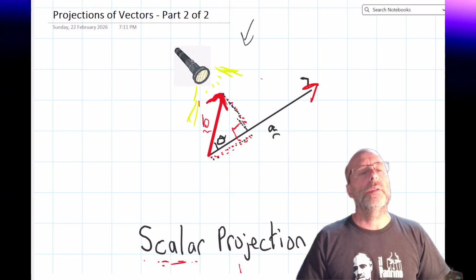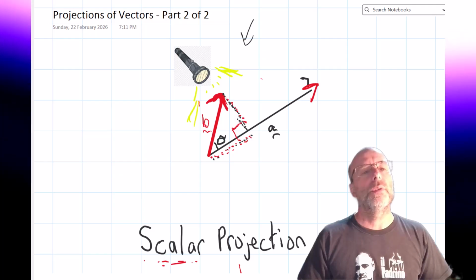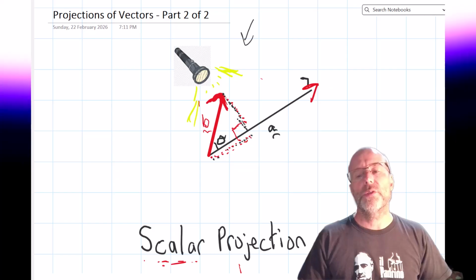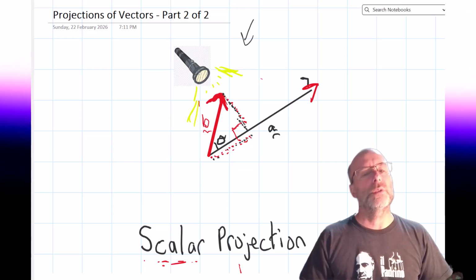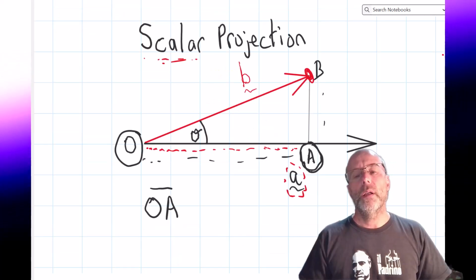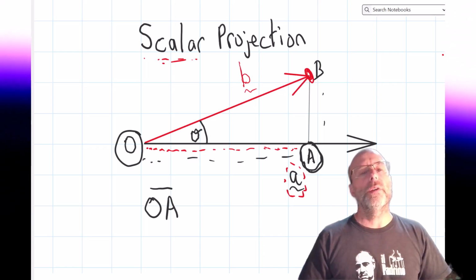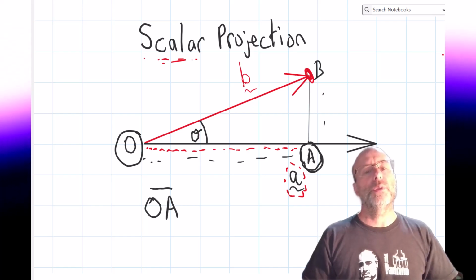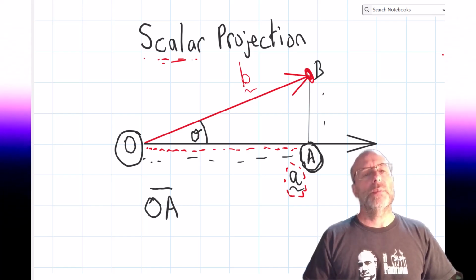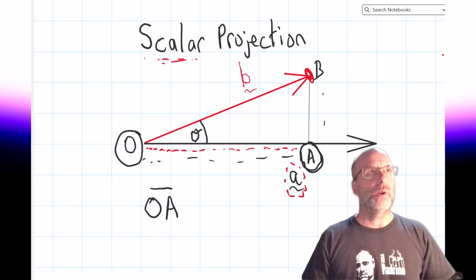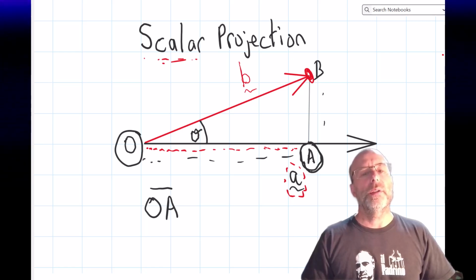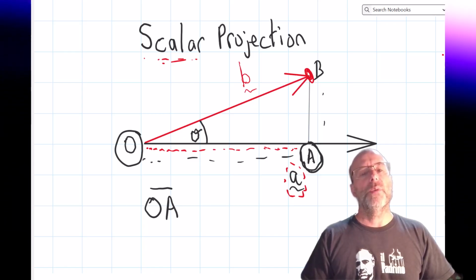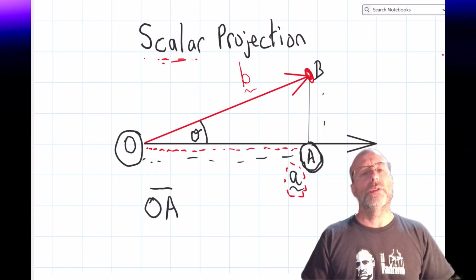Okay, this is part 2 of 2 videos on projections of vectors. Make sure you've watched the first one before you watch this one. Last time around we relied on this diagram when we were talking about scalar projection. We're going to go a step beyond that now, to vector resolutes or vector projections, but we are going to use the diagram to help us along there.